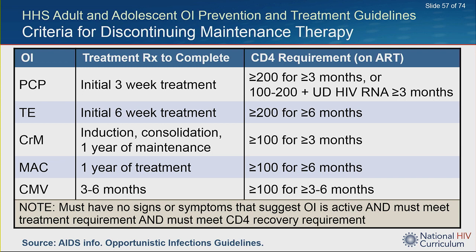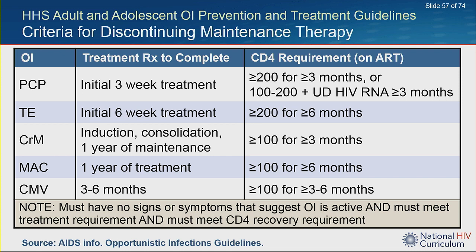What about toxo? Toxo is initial 6 weeks of treatment. They have to complete that, the so-called induction therapy with toxo. But then they have to be above 200 for at least 6 months. This one does not have the option for the 100 to 200. So let me clarify that. Primary prophylaxis with toxo, you now have that option. You can stop between 100 and 200. But with secondary or maintenance with toxo, you've got to get above 200 in terms of the HHS recommendations, the OI guidelines.